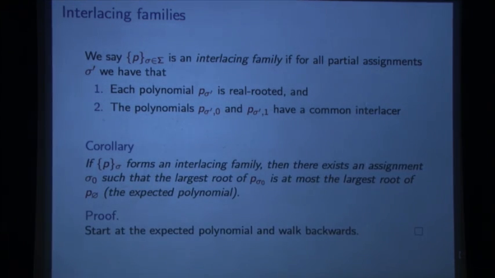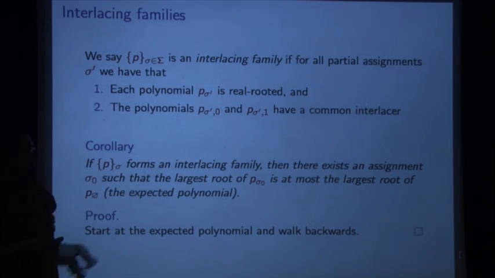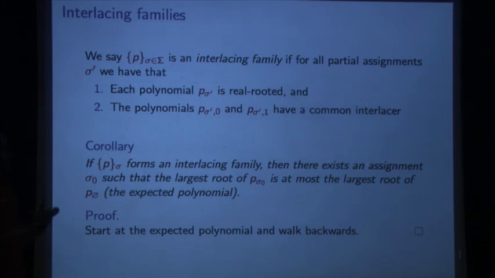And the corollary, as Noga had mentioned, is that if P sigma forms an interlacing family, then I claim that there exists an assignment, sigma naught, such that the largest root of that assignment is at most the largest root of the expected characteristic polynomial. And the proof is to start at the expected characteristic polynomial and walk backwards. You know that one of the two assignments that you can make for the first vector has a better largest real root. So pick that one. Now you have a choice to make about the second assignment. So pick the one that continues to cause your largest real root to go down. At the end of the process, you've, yes?